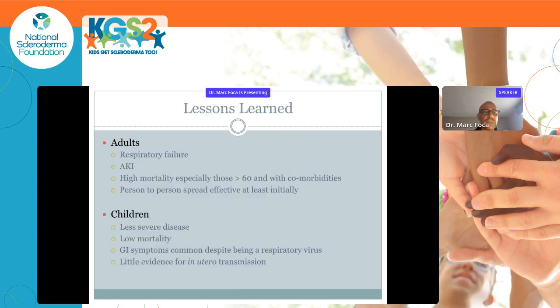So the lessons learned from these outbreaks, which really could have informed us in the beginning of what was happening in 2020, is that in adults, these viruses cause respiratory failure, kidney injury, and there was very high mortality in those over 60 years of age with comorbidities like hypertension and diabetes. And person-to-person spread was quite effective, at least initially. In children, there appeared to be less severe disease, lower mortality. GI symptoms were quite common, so diarrhea and abdominal pain were quite common. And there was little to no evidence of transmission in utero.